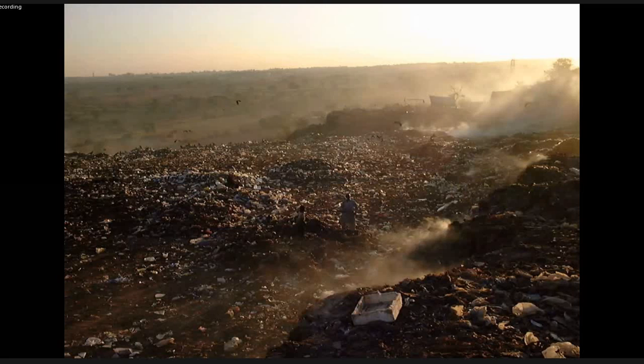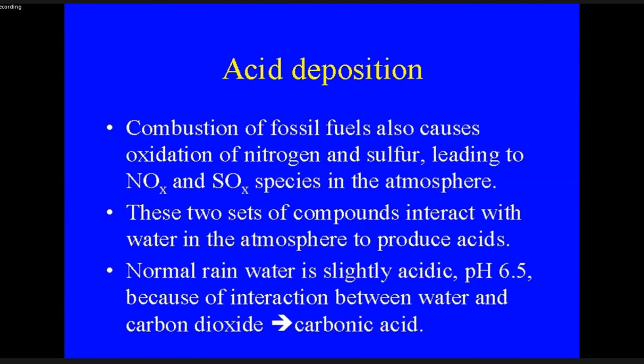Now you can see what this is. This is the burning of garbage. This causes acid deposition. Combustion of fossil fuels also causes oxidation of nitrogen and sulfur, and this leads to nitrogen oxides and sulfur oxides, and these species in the atmosphere cause acid rains. These two sets of compounds interact with the water in the atmosphere to produce acids, and normal rain water is slightly acidic. It is about 6.5 in pH.